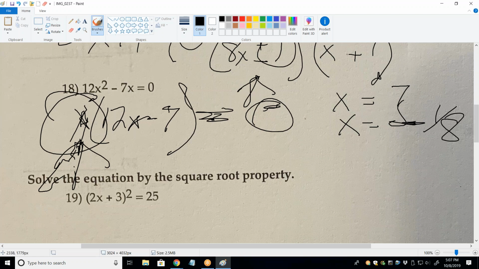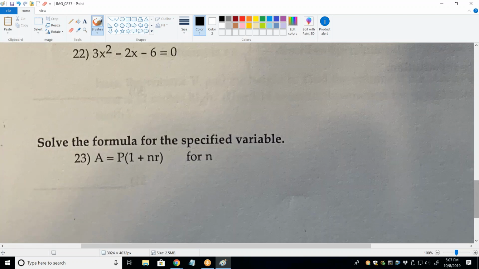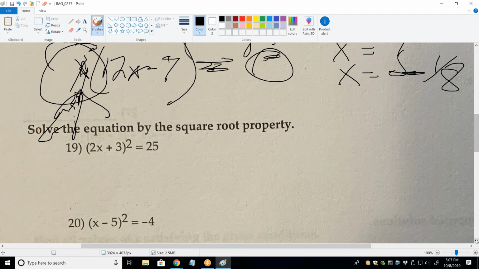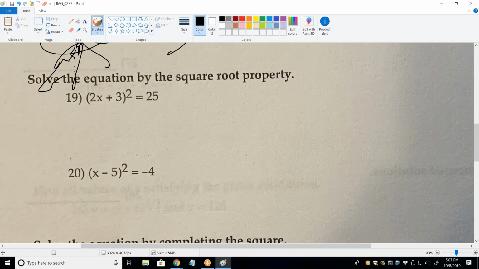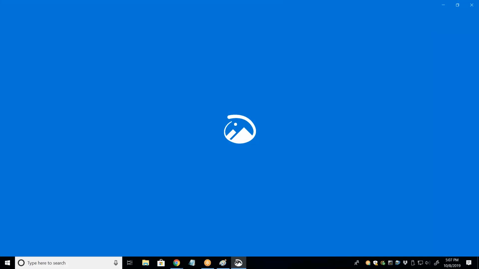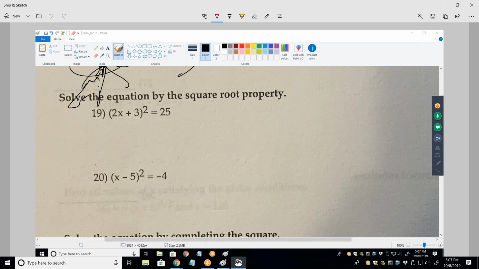Okay, I'm going to scroll down and try using my other pen in a different manner here to do this. Hopefully this will work. Okay, what am I going to do for number 19? You'd start with the square root. Okay, so what's the next line?